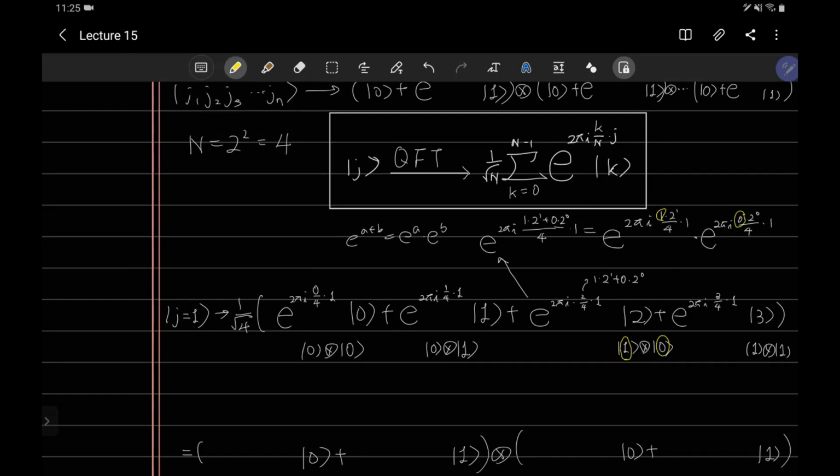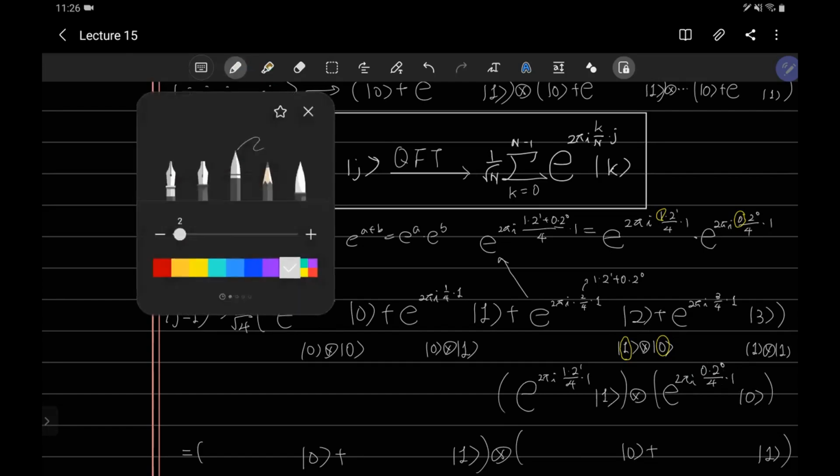But the point is, what happens if I split this multiplication and then distribute each of the factors to each of the terms, each of the components here? Then what I will have is e to the 2 pi i, 1 times 2 to the first over 4, multiplied by 1. And now it is multiplied to the first qubit. And now I can also think that the second term has e to the 2 pi i, and it is multiplied by 0 times 2 to the zeroth over 4, multiplied by 1, and then it is 1. So the second factor came from the combination of these two factors, and the first factor came from these two.